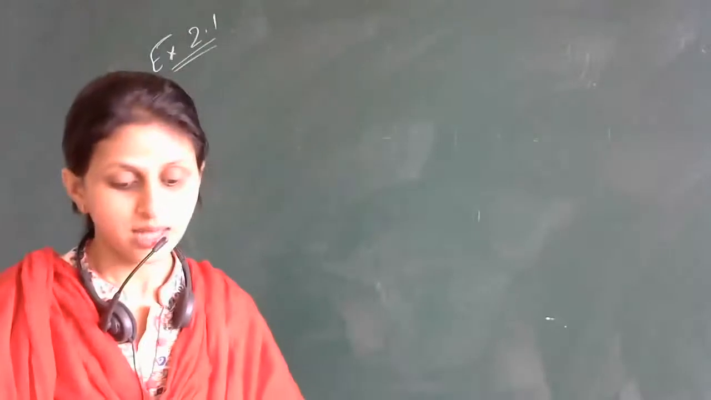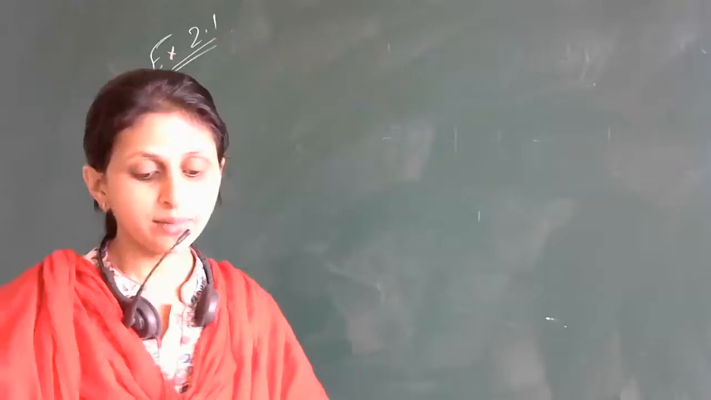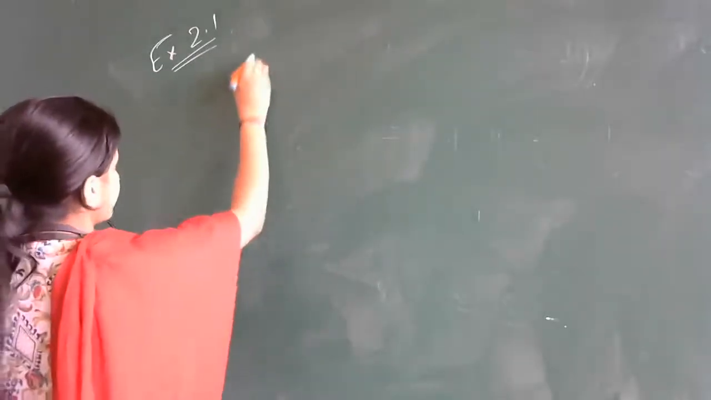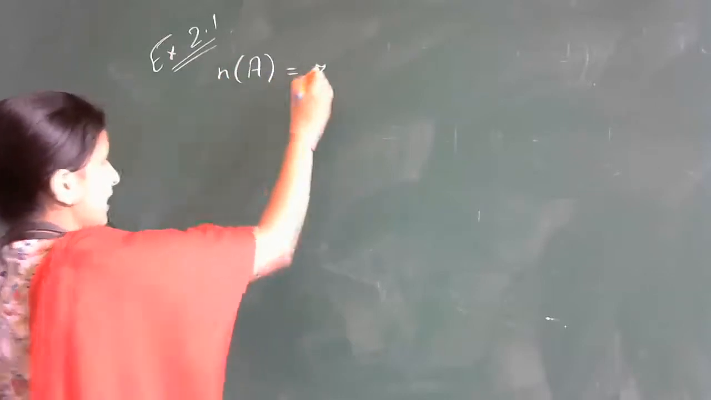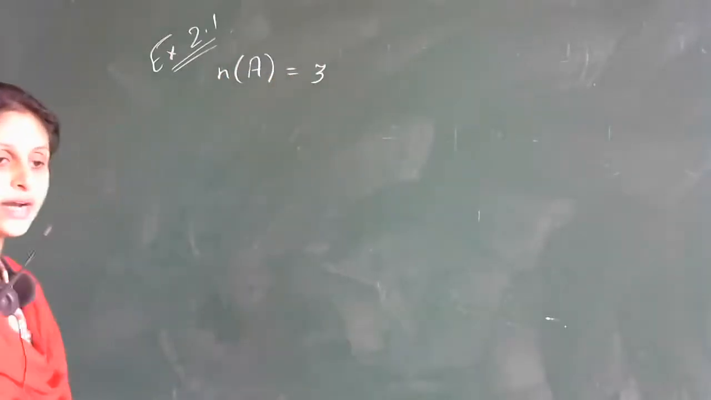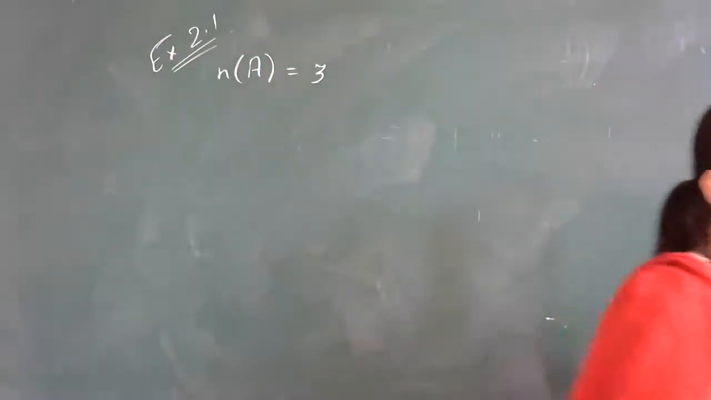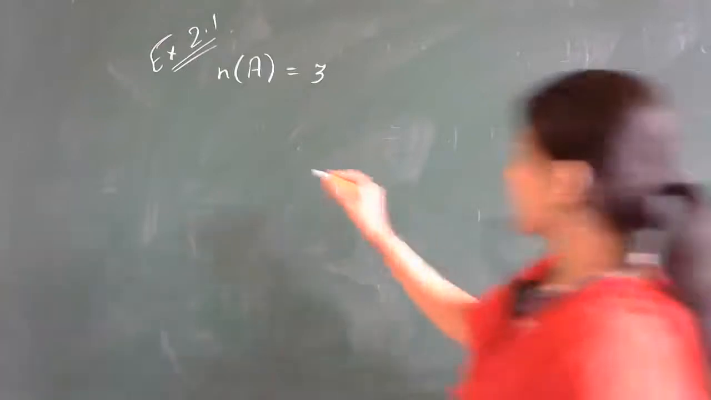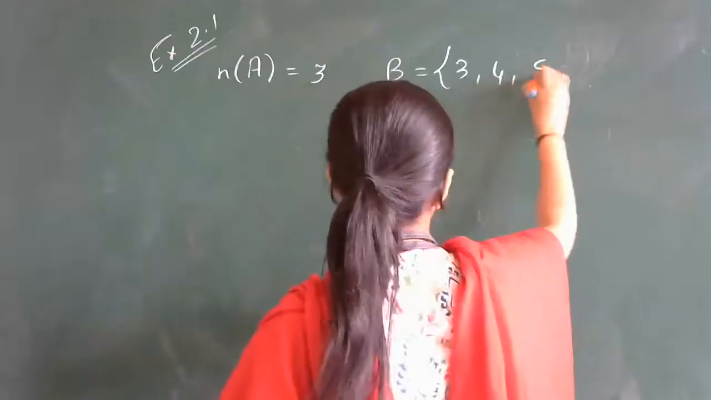What is the second question? It says if the set A has 3 elements and set B has elements 3, 4, 5, find the number of elements in A cross B. That is Cartesian product of A and B. How many elements is set A having, students? 3, right? What all things are given, we will write it first. Okay. So in first set A, we have 3 elements. And second set B, they have given us what the elements are. We have 3, 4 and 5.